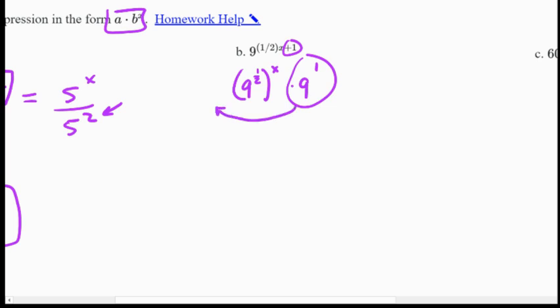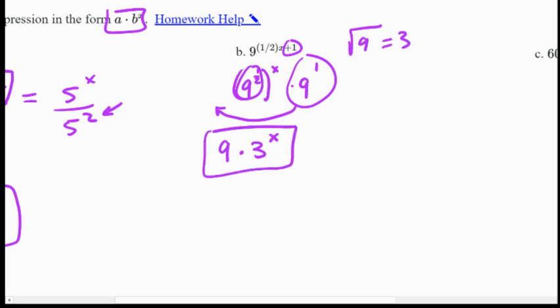Because it's multiplication, I can move things around. I'm going to have 9 times, and then 9 to the power of 1/2 is the same thing as the square root of 9, which is 3. So this one ends up becoming 9 times 3 to the power of x.